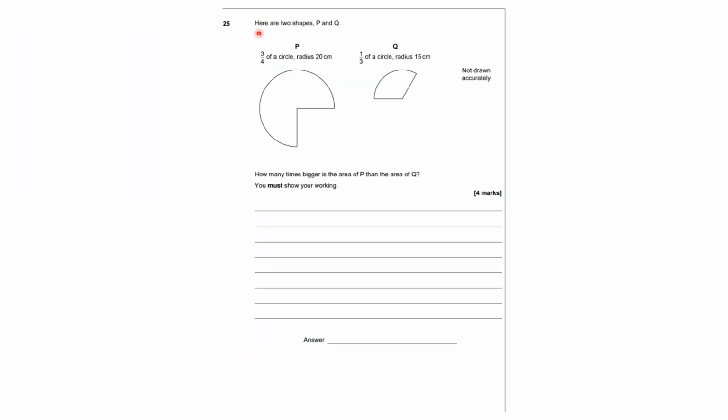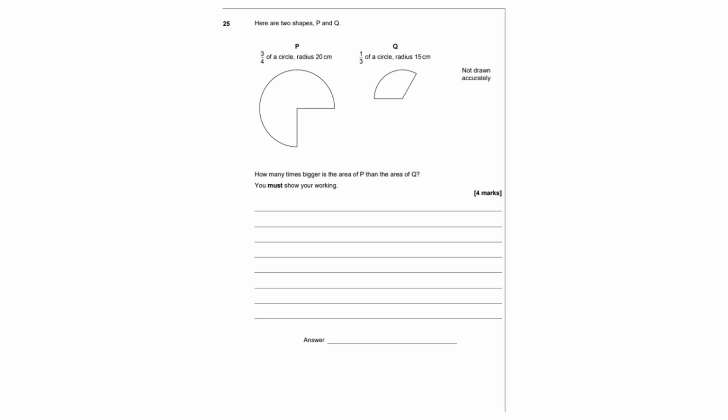Next question says, here are two shapes, P and Q. This is P and this is Q. How many times bigger is the area of P than the area of Q? And you must show your working. So let's find the area of both first. And there's some supplementary information already. So P is 3/4 of a circle, radius 20 centimeters. And Q is 1/3 of a circle, radius 15 centimeters. So let's just work out the area for each one.